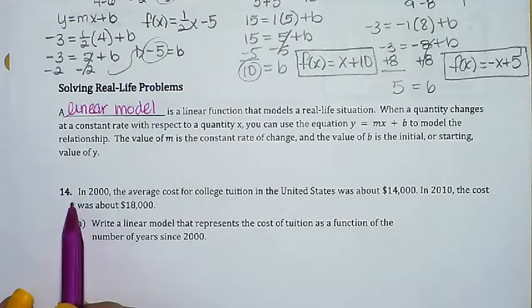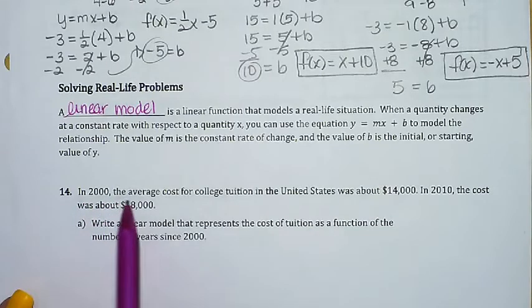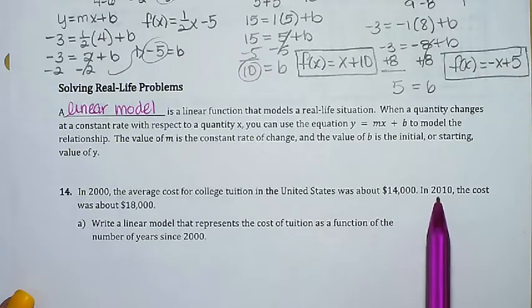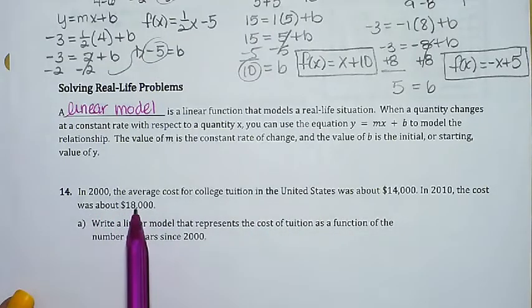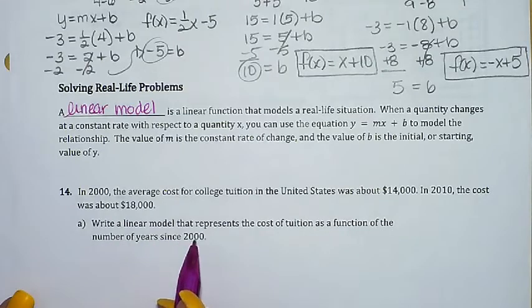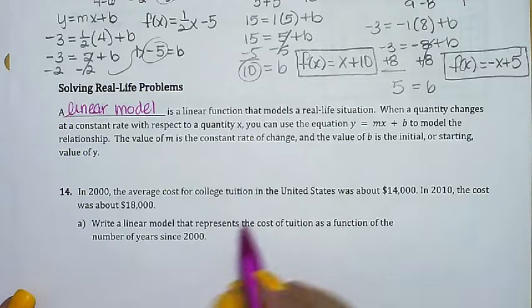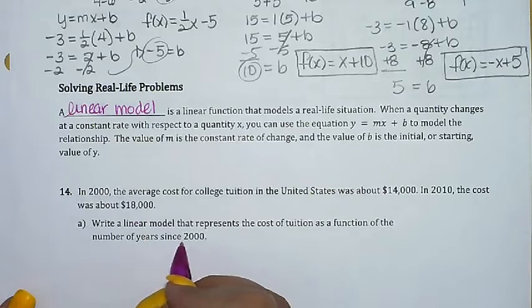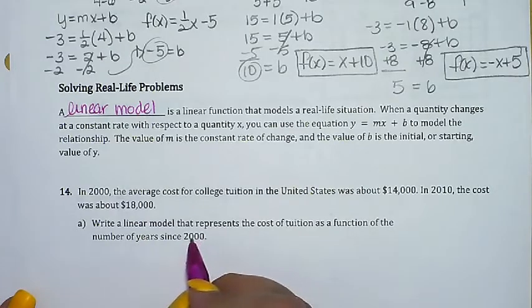So number 14, in the year 2000, the average cost of college tuition in the United States was about $14,000. In 2010, the cost was about $18,000. So we want to write a linear model that represents the cost of tuition as a function of the number of years since the year 2000. So that's actually really important. When we start thinking about how we're going to set up our ordered pairs, I want you to understand that our input or our independent variable is going to be the number of years since the year 2000. So it's not just the year number, but how many years have passed since the year 2000.